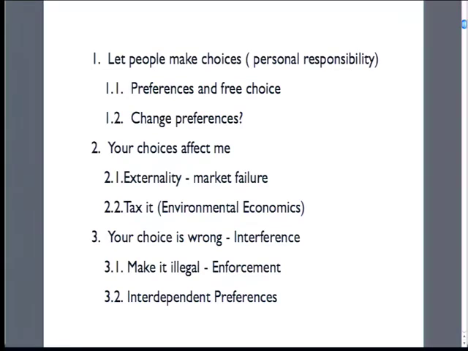A second area is where your choices are going to affect me. There's going to be an externality to your choice. There's going to be some market failure, and I started to talk about these.